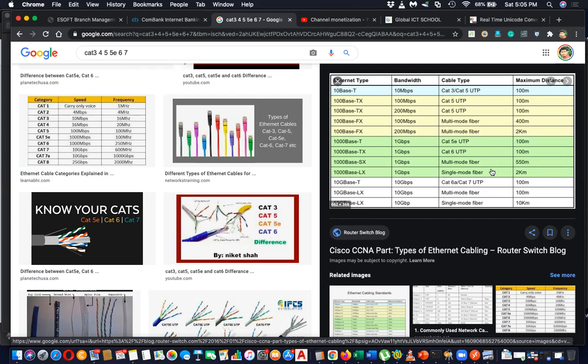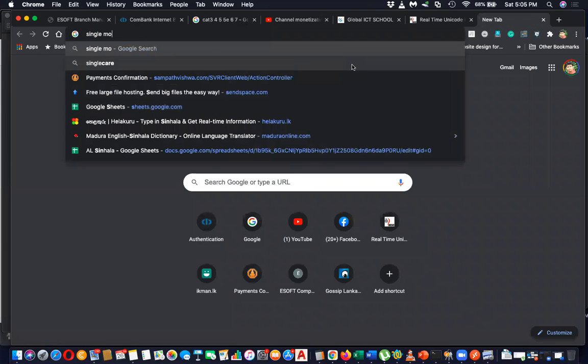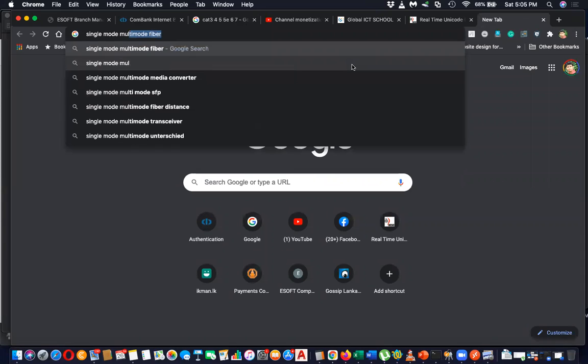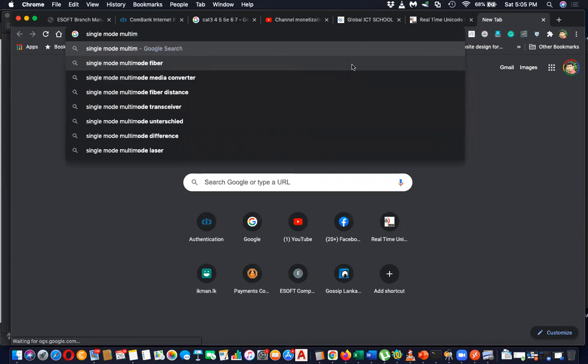Multi-mode fiber means in a single fiber channel you are sending multiple light signals. Single mode sends only one light in the fiber channel. Let's take an image of single mode and multi mode.